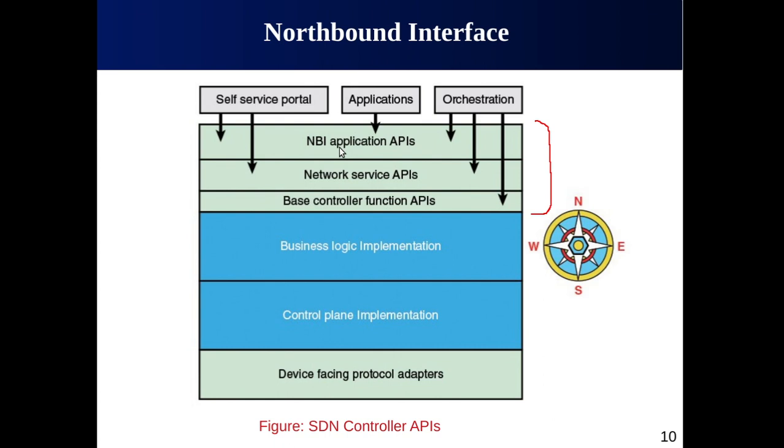And then we have the NBI, that is, the Northbound Interface Application API. These expose application-related services because it is close to the applications. It is close to the application plane, to the application layer. So it exposes the application-related services, and those applications are built on top of the network services. But we will not go into further details. So these are three common APIs.